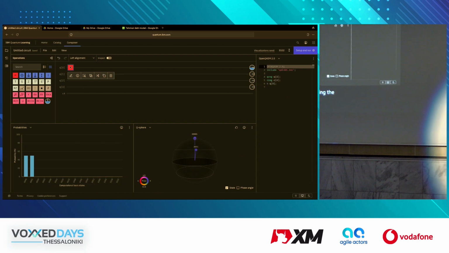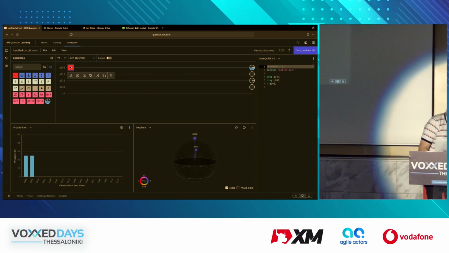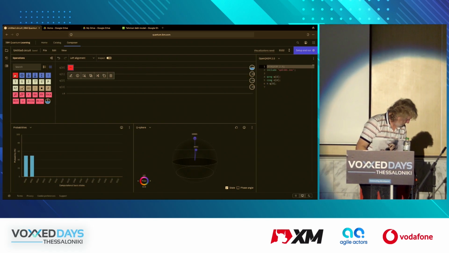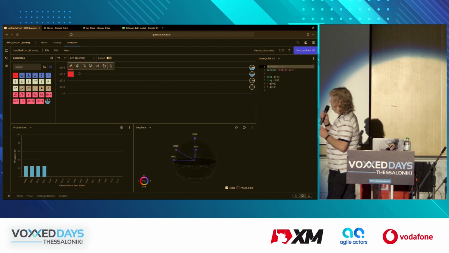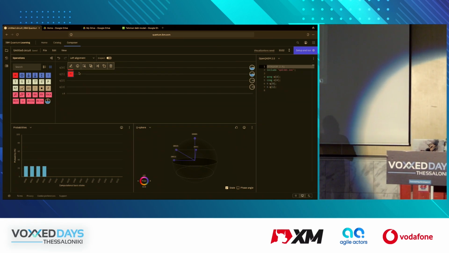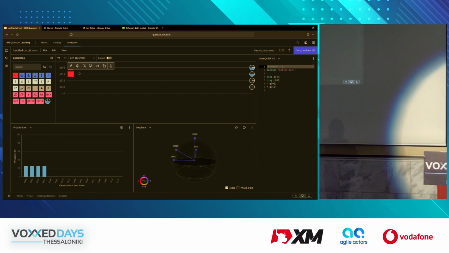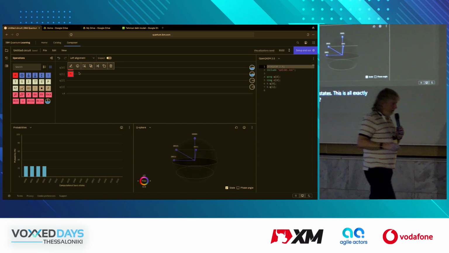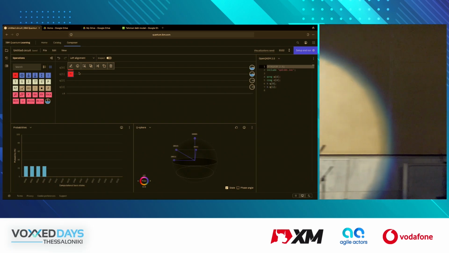If we put another Hadamard gate on another bit, then you can see we've got 2 bits that are in this superposition, but they're operating independently. And you can see now that our results are evenly divided between 4 output states. This is all exactly as you expect it to be, right? So now I'm going to show you another gate.